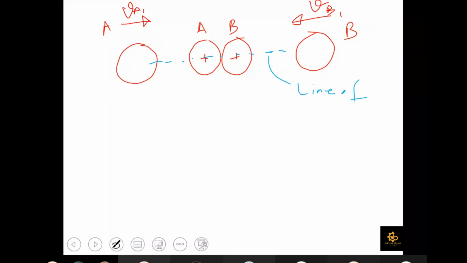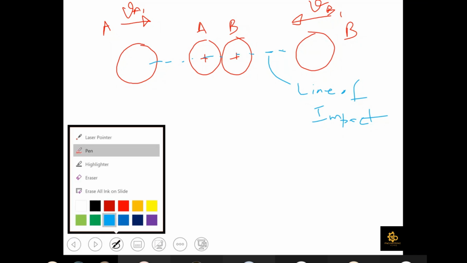So whenever you are asked, what is the line of impact? The line of impact is basically an axis or a line which can be obtained by joining the mass centers of the two colliding particles at the time of collision. At the time of collision, if you join their mass centers, whatever line you get, that line is basically termed as the line of impact.